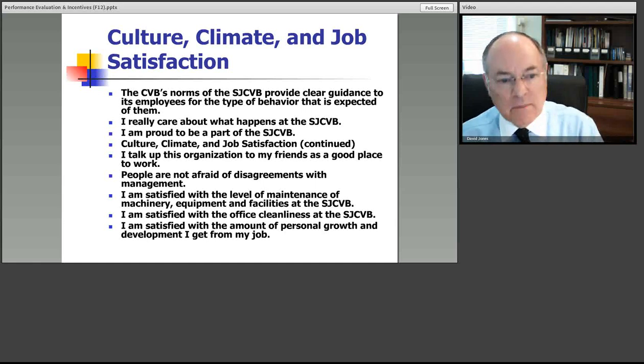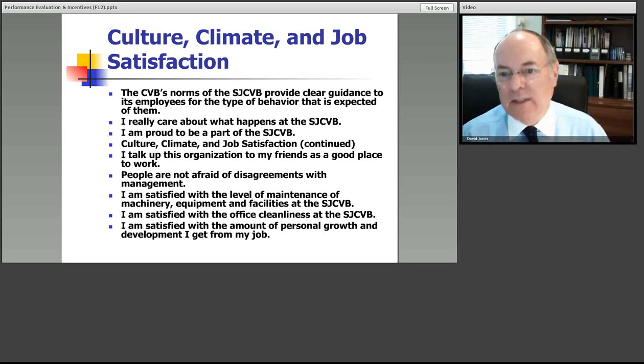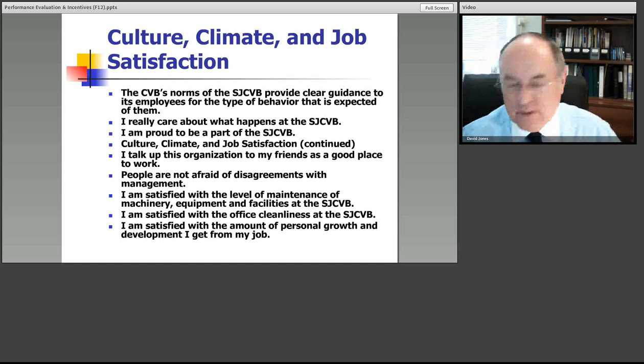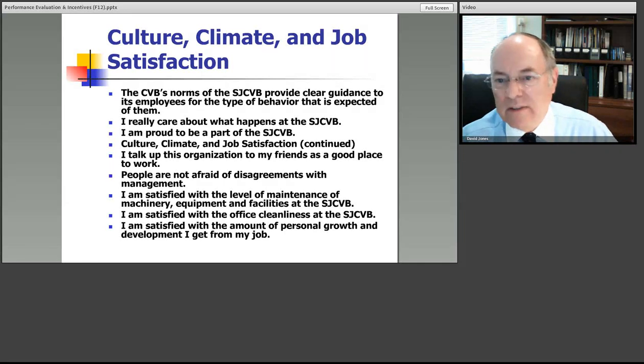Down there towards the bottom again, I'm satisfied with the office cleanliness. This was a big issue the first time this was done. The CEO was after the mailroom guy, who he thought didn't keep the place clean enough. He was the lowest paid person in the operation, but he was keying on that guy because of this survey. It was really kind of comical to us in a way.